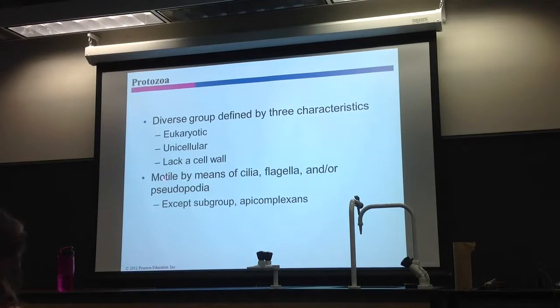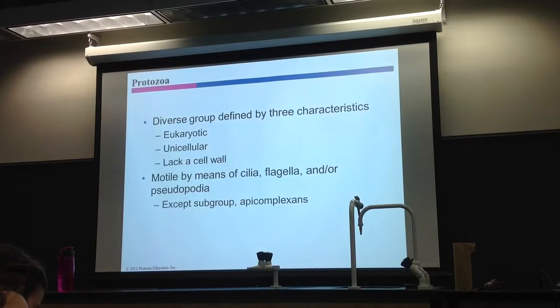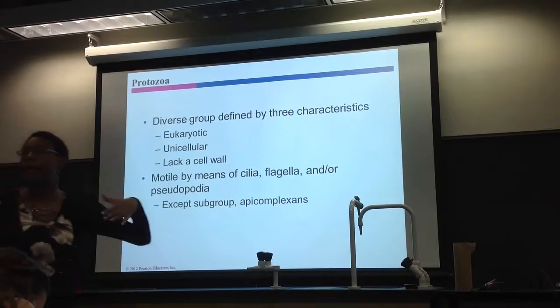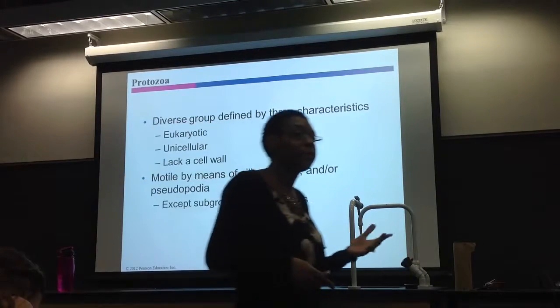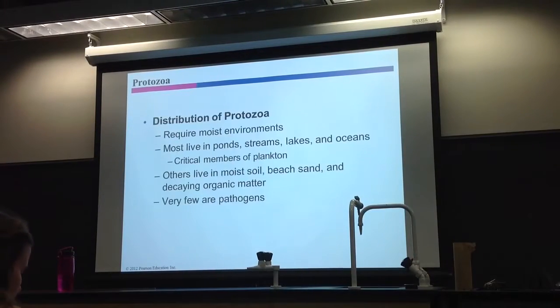Protozoans are motile, right? I explained some by cilia, flagella, or pseudopodia, basically false feet. But a subgroup called the apicomplexans are non-motile. So these guys will be your Plasmodium species. Plasmodium as an adult is not motile. So these are the guys that, as adults, cannot move around. The other ones can.